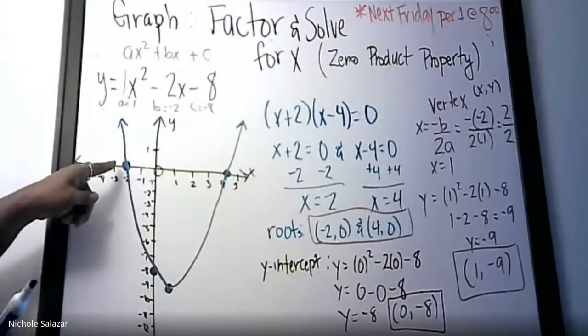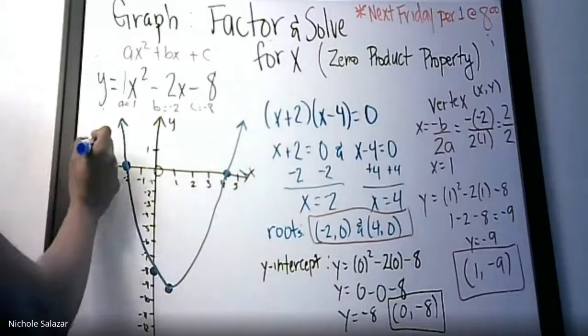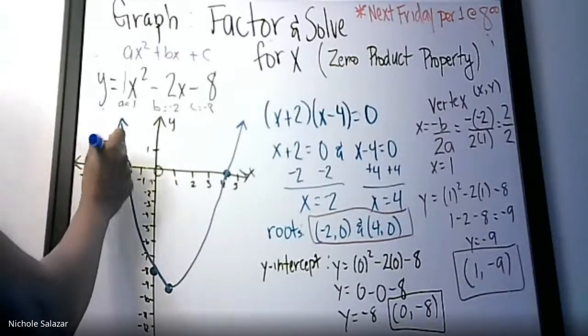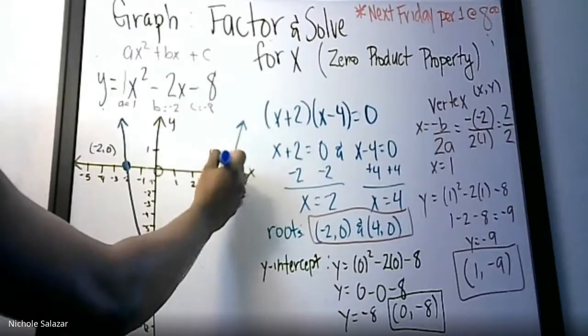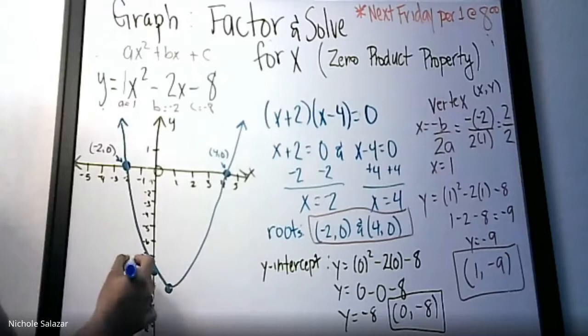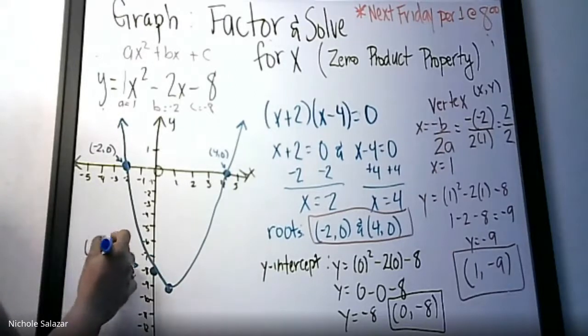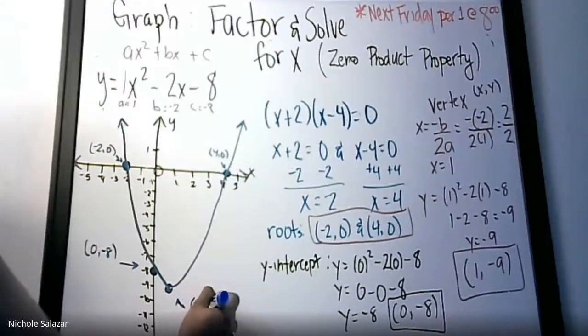We have our root, -2, 0. Our other root, 4, 0. If you want, you can label it. That would be helpful for some of us. That's -2, 0. And this is 4, 0. We have our y-intercept right here at 0, -8. And we have our vertex right here at 1, -9.